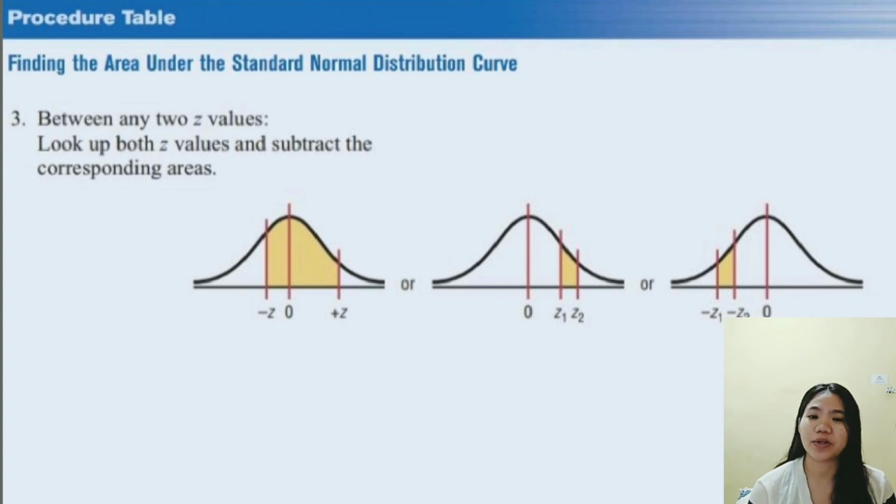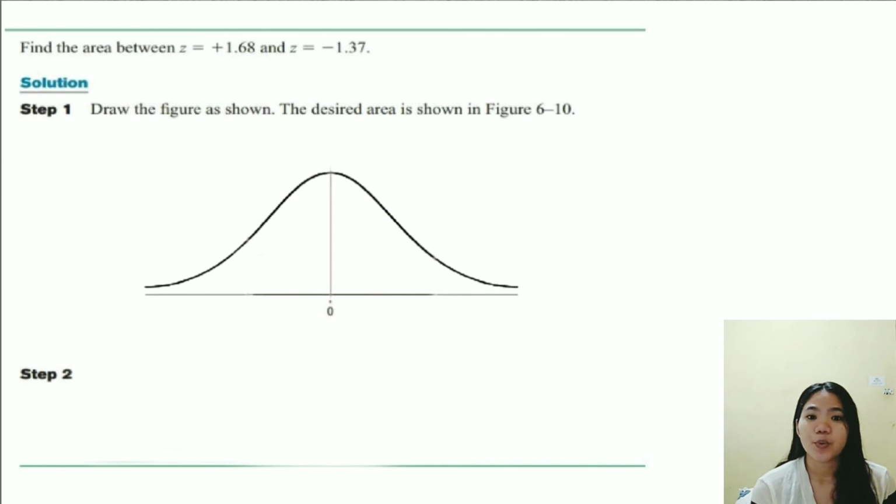The second one is when both z-values are positive, so the shaded region will be located in the right part of the bell-shaped curve. And the last one is when both of the z-values are negative, then the shaded region is on the left side of the curve. For an example, we are going to find the area under the standard normal distribution curve between positive 1.68 and negative 1.37. So the first thing to do is to draw the figure.